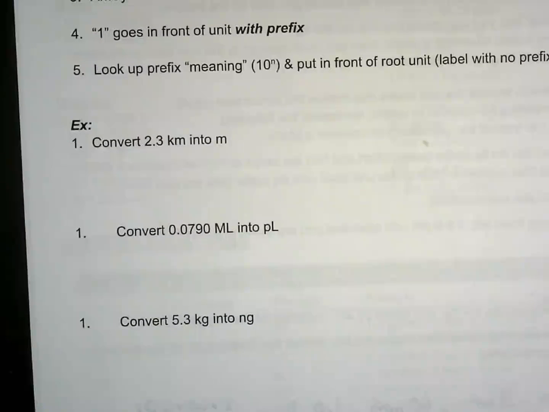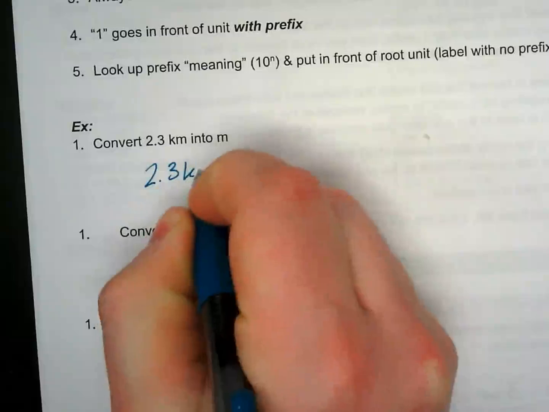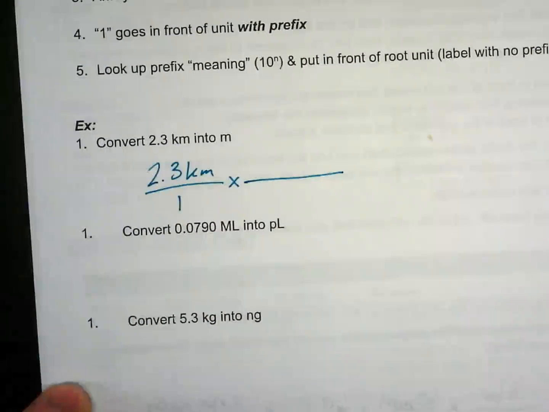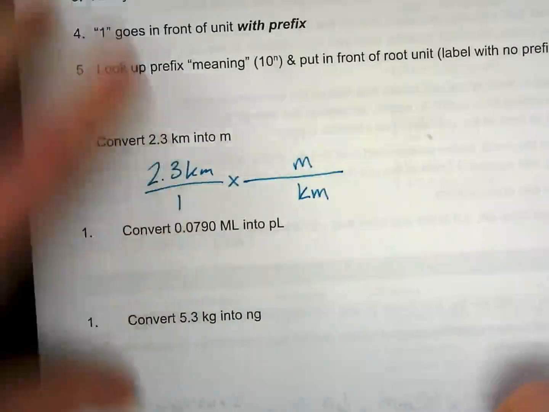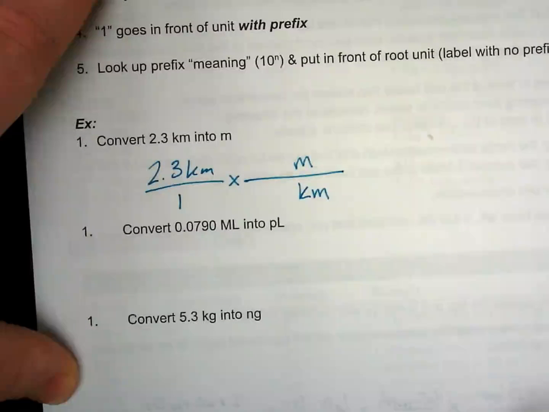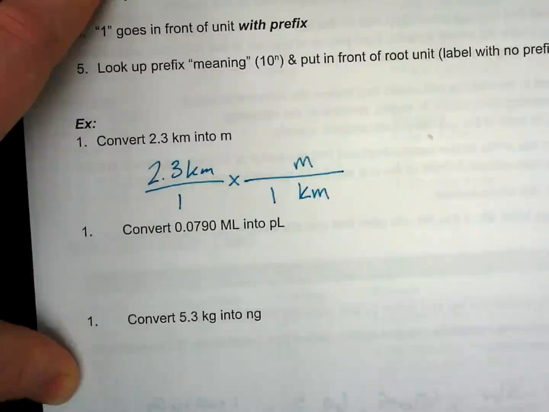So we're going to convert 2.3 kilometers to meters. This is what we're given: 2.3 kilometers over 1. Make our second table. Kilometers go on the bottom, meters go on top, because we're trying to get rid of kilometers and have just meters. Because kilometers has the prefix, it gets the 1.